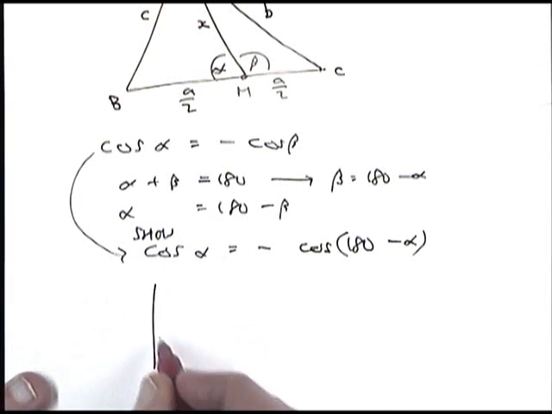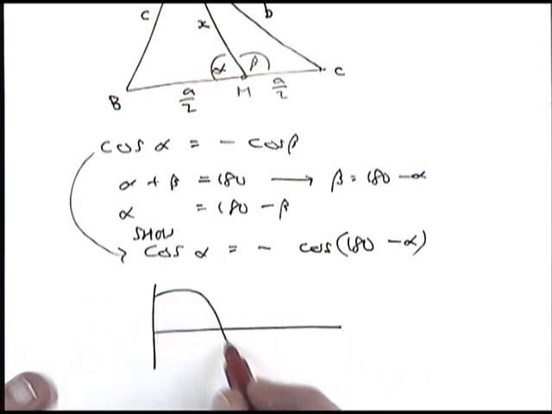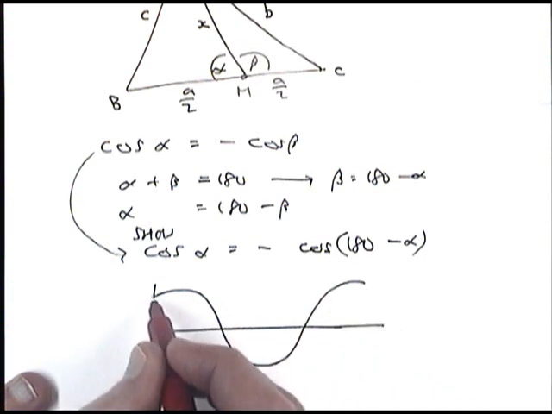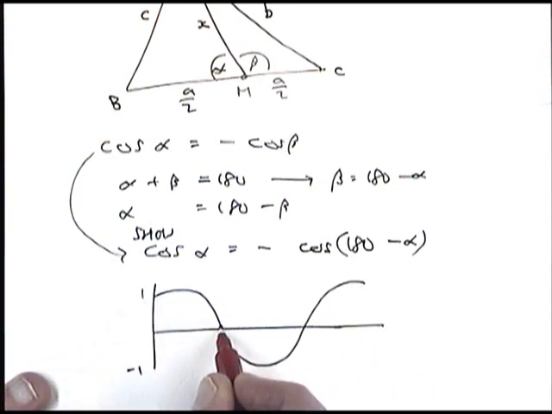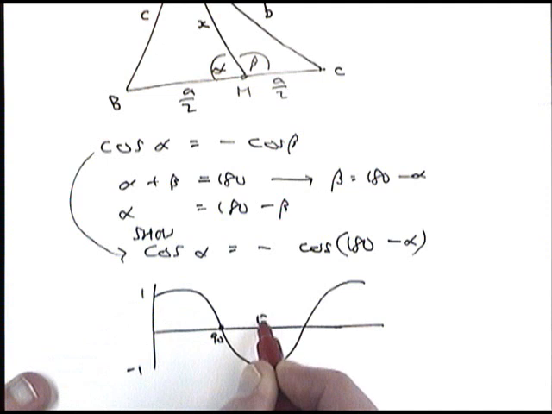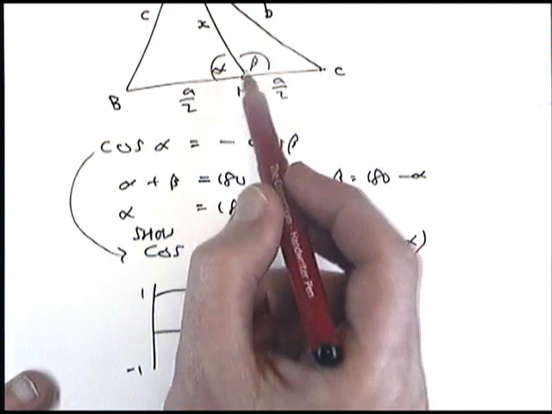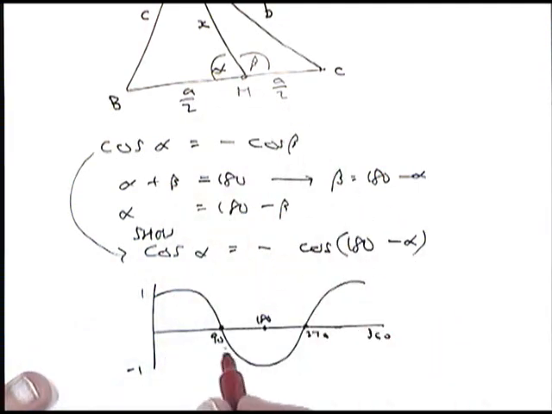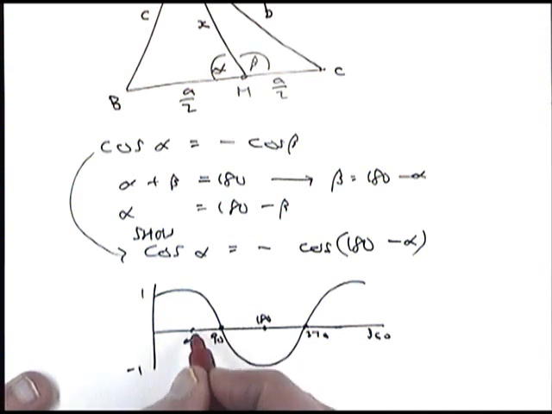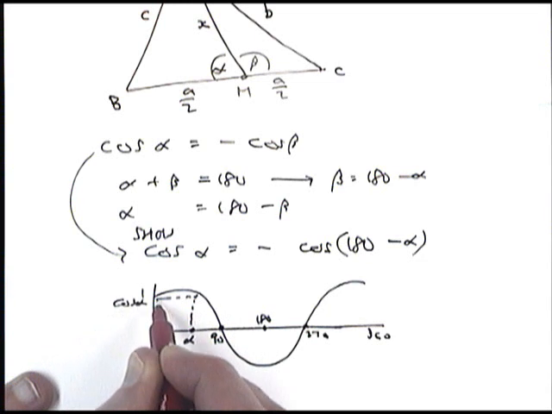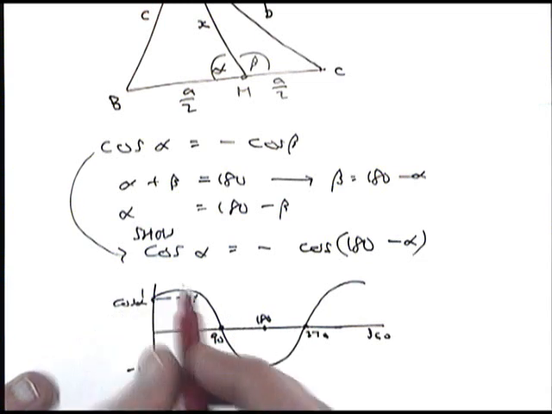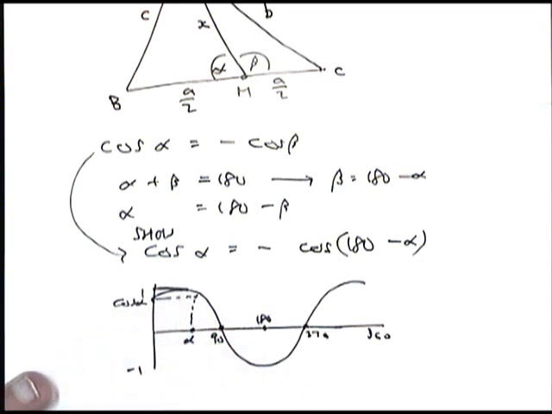We need to look at the cos curve. We look at the cosine curve. We've got 1, minus 1, 90, 180, 270, 360. Alpha, from the diagram, it's clearly smaller than 90 degrees. Alpha may be this angle here. Well, what's cos of alpha? Cos of alpha will be this value over here on the y-axis. That really shouldn't be dropping down there, that should be going upwards still.